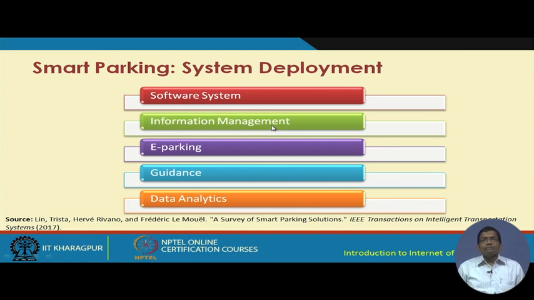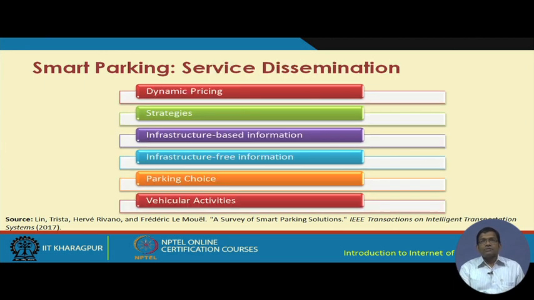Then we have the system deployment with respect to the software system that has to be developed, the information management of the data, the e-parking guidance system that will help in guiding the vehicle about where to go, how to go, and parking the car there. Then the data analytics overall. So, these are the different system level deployment issues in smart parking.